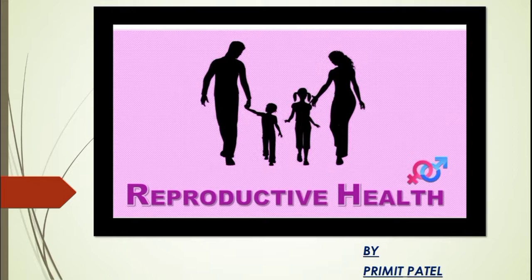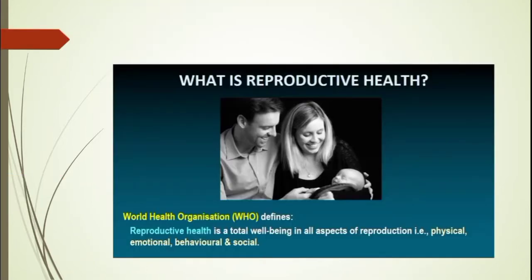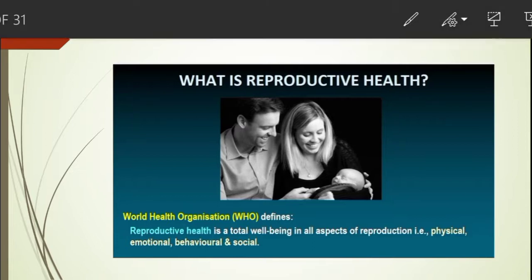Today, we will start with the fourth chapter, that is reproductive health. Reproductive health refers to the state of healthy reproductive organs with normal functions. According to WHO, reproductive health can be defined as total well-being in all aspects of reproduction, that is, physical, emotional, behavioral, and social. Full form of WHO is World Health Organization.